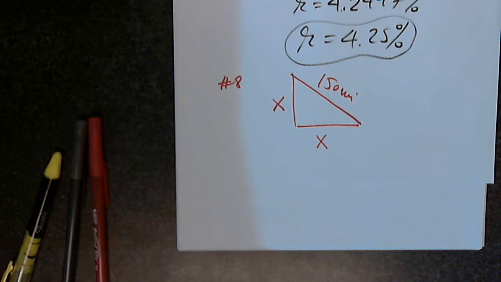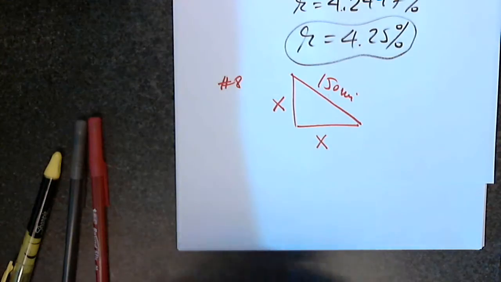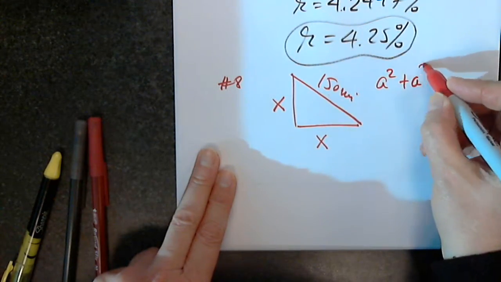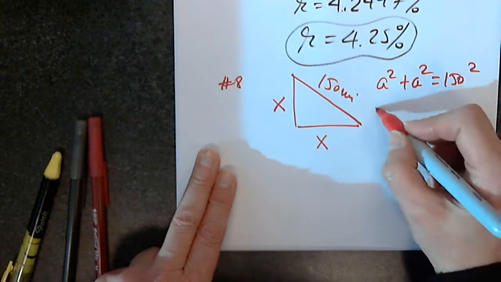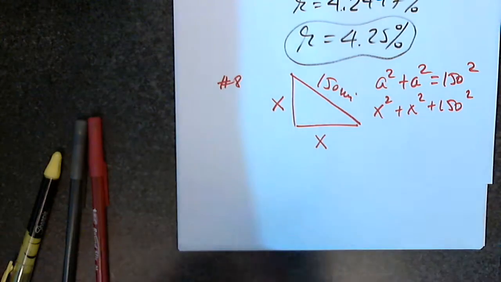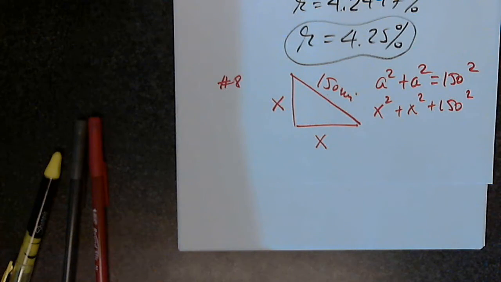So what will you write for this scenario then? A squared plus A squared. Very good. A squared plus A squared equals 150 squared, or if you use X, then it's X squared plus X squared equals 150 squared. Good, so let's solve for X or for A, whatever you want, it doesn't matter to me.